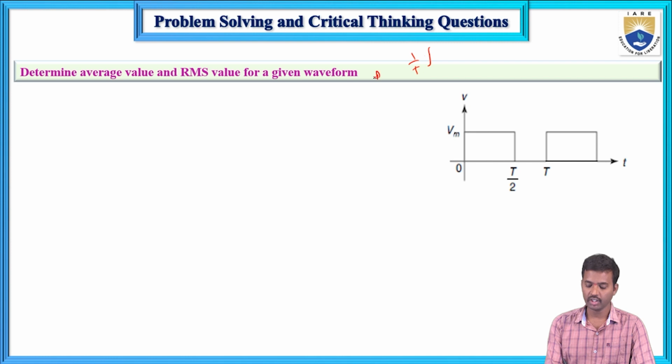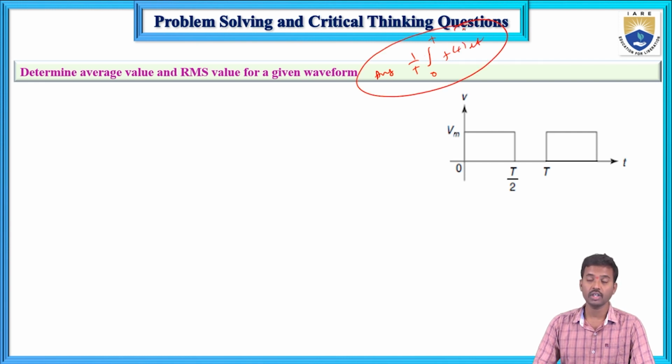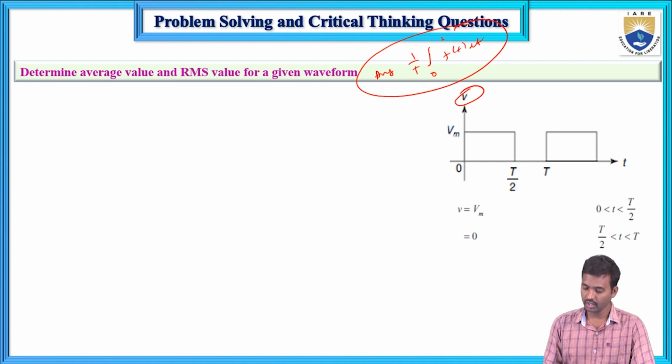So for this particular waveform, the average value formula is 1 by T, integral from 0 to T of f of t dt. For a symmetrical waveform, we take the half cycle, T by 2 and T by 2. But for an unsymmetrical waveform, it is 1 by T integral of 0 to T f of t dt. Here f of t is a voltage waveform. How will you calculate the average? First determine the ranges and the time period. Time taken to complete one cycle is known as the time period.